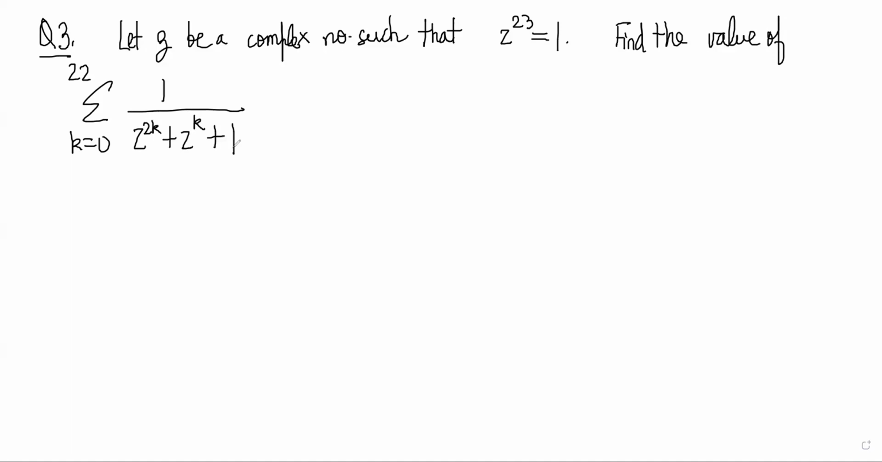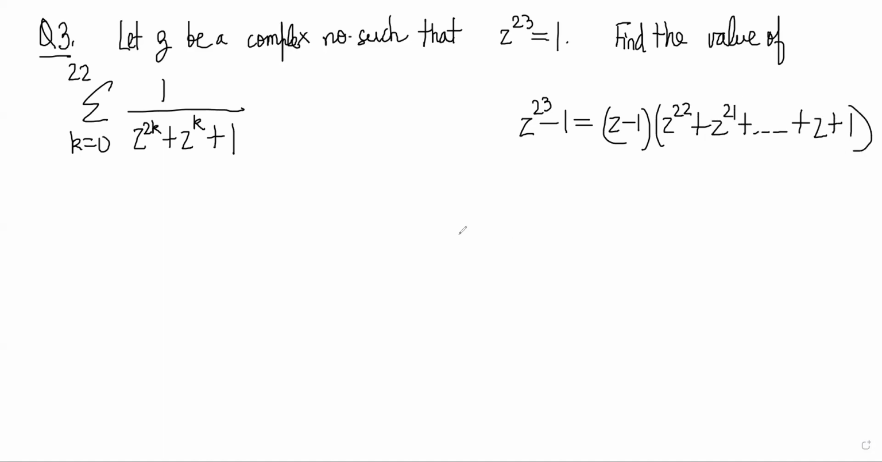Now this is a very important question because such things can come in your exam, and we will use an idea that is very general and quite useful. So z power 23 minus 1 is equal to, we can factorize it like this, z minus 1 times z power 22 plus z power 21 plus so on plus z plus 1. And since this is equal to 0, if you are talking about complex roots, z is not equal to 1. 1 is not a complex number. 1 is a real number.